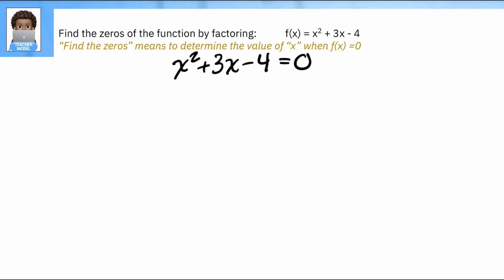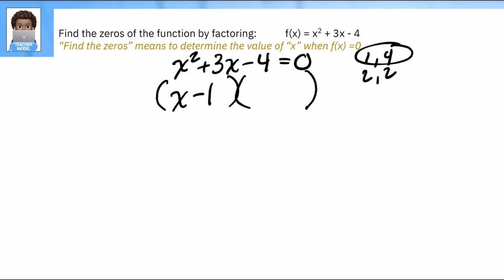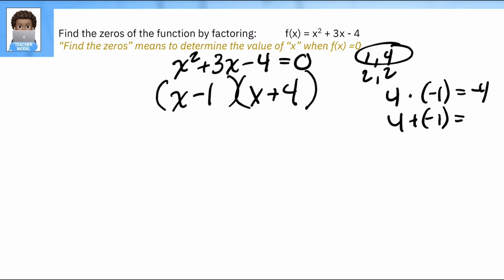So think about your factors for 4. 1, 4, 2, and 2. So since it's a negative 4, one of them has to be negative. So I'm going to say these over here, the 1 and the 4. All right, so we're going to rewrite these as x minus 1, x plus 4. Again, if you're still unsure, 4 times negative 1 makes negative 4. 4 plus negative 1 makes positive 3.